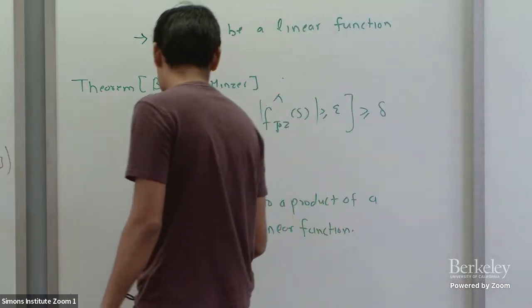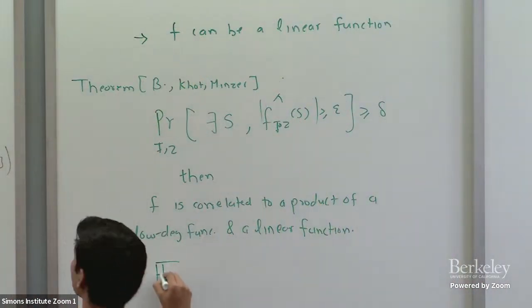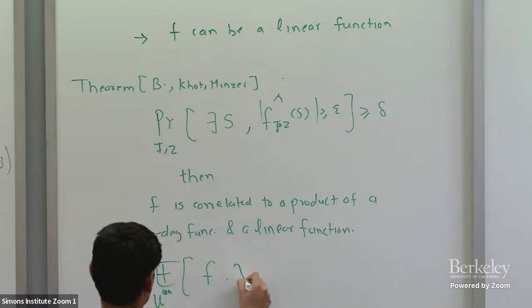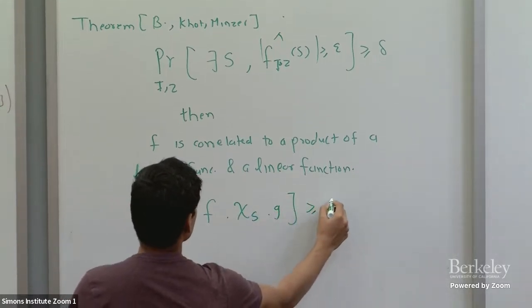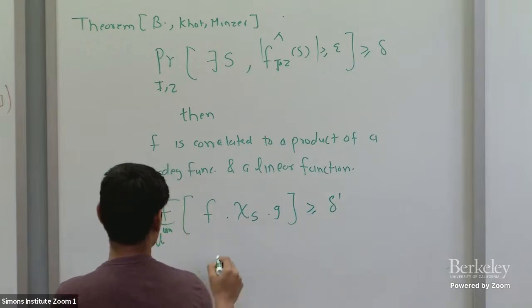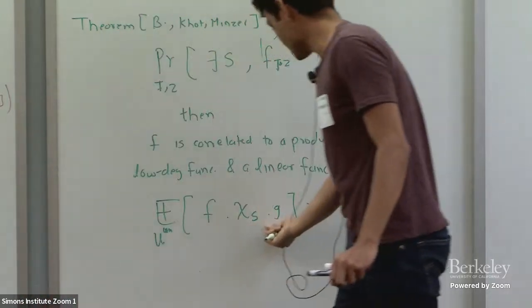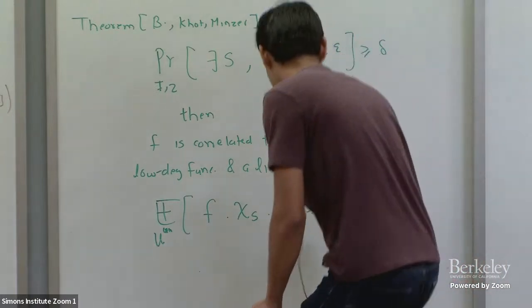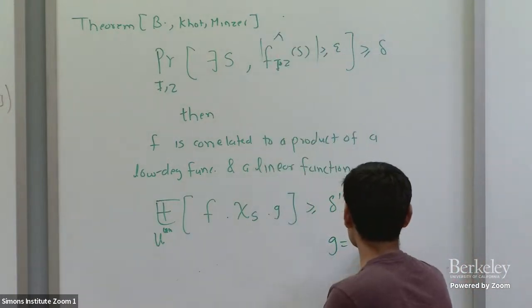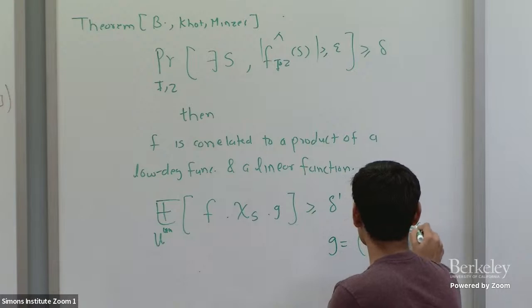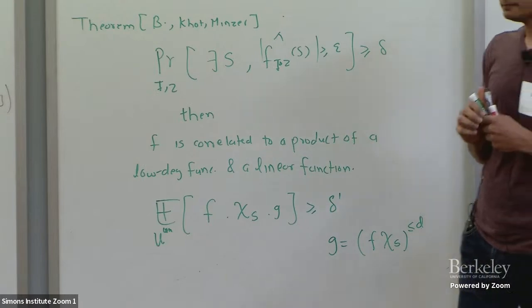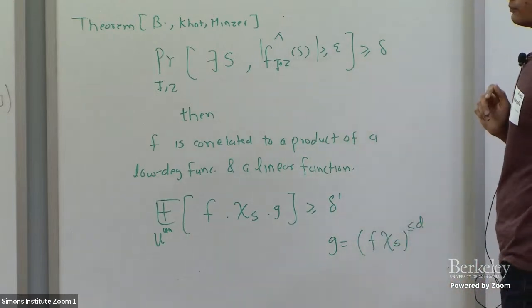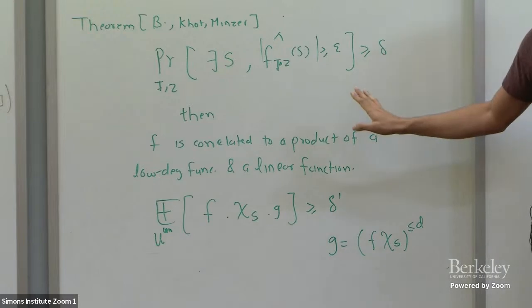So in other words, we can write that the correlation of f with chi_S times g is large, where this is a linear function and this is a low degree function. And in fact, we can also take g to be just the low degree part of this function. So any questions on the theorem statement?